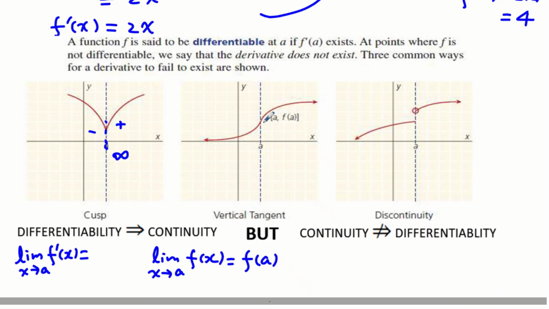And for this one, same thing. If you draw the tangent, you will see the slope at this point is vertical again. If vertical is infinity, the slope doesn't exist. And this point is discontinuous. If it's not continuous, it's not differentiable.